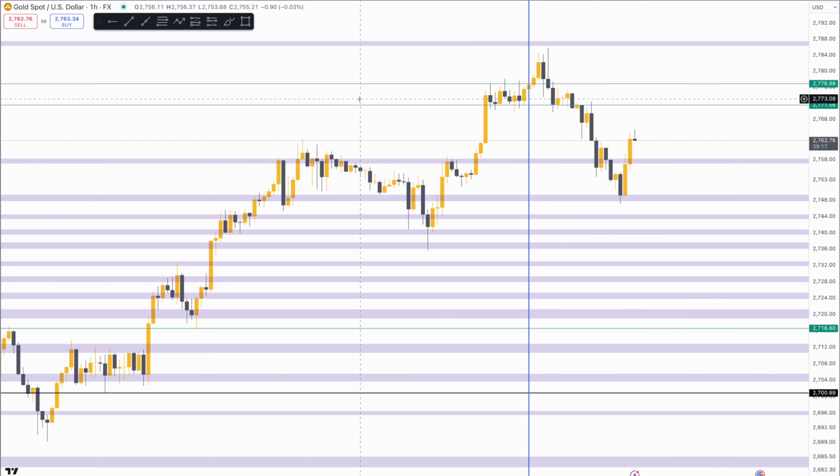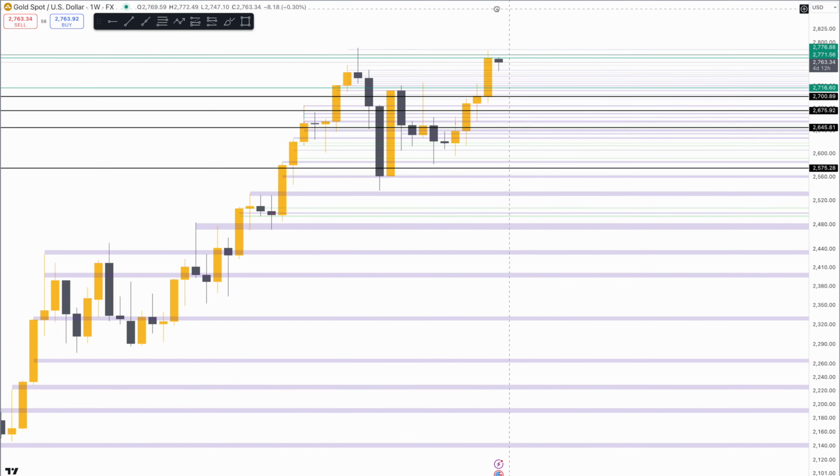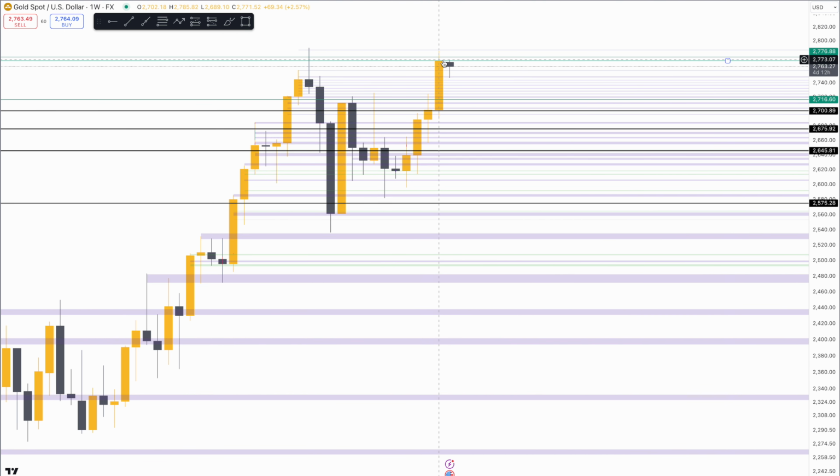So we're going to go ahead and go to our weekly. We haven't had a look at our weekly in quite a while. We're going to go ahead and zoom in. We're also going to go ahead and delete this ellipse, this blue vertical line. So as you can see, last week was extremely bullish.